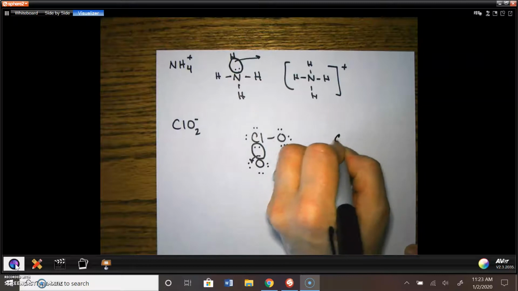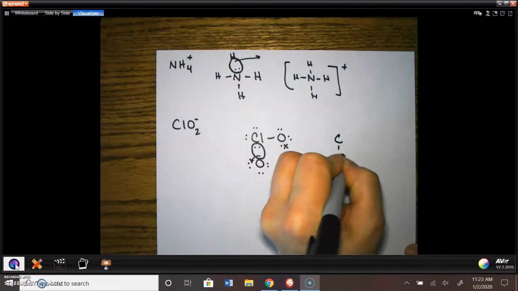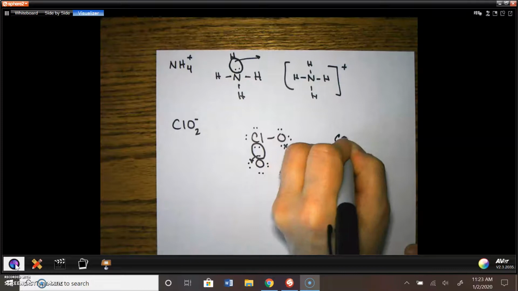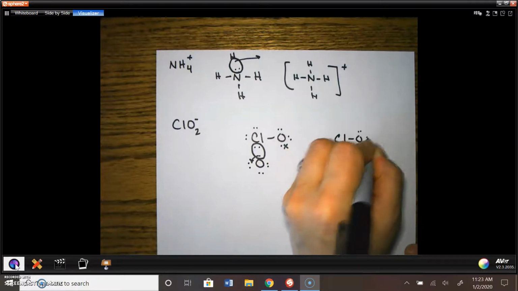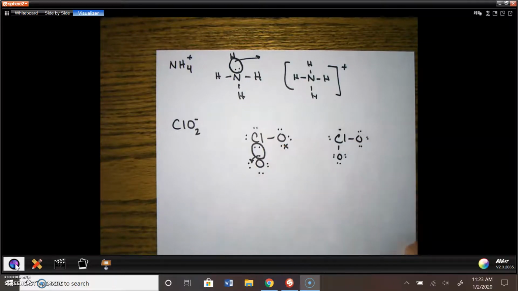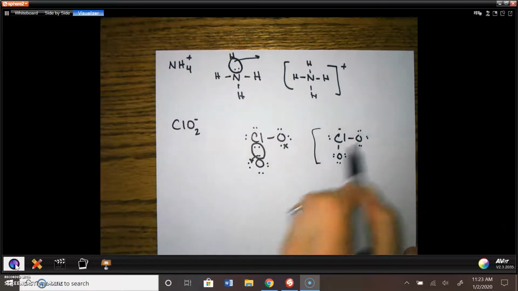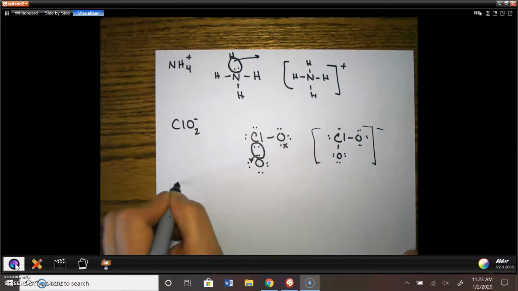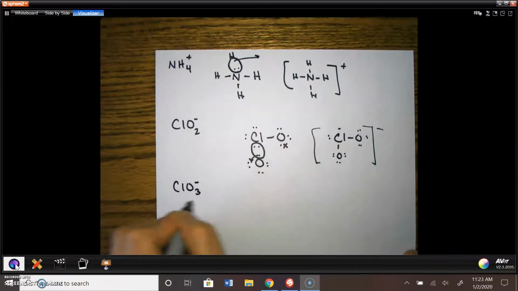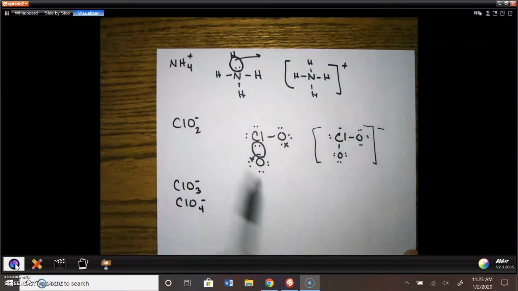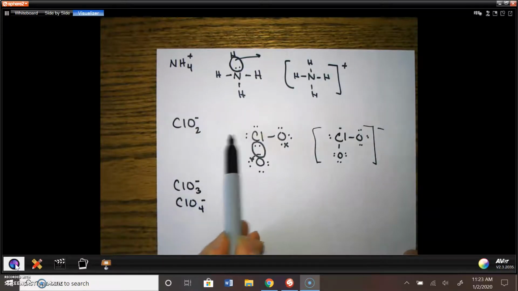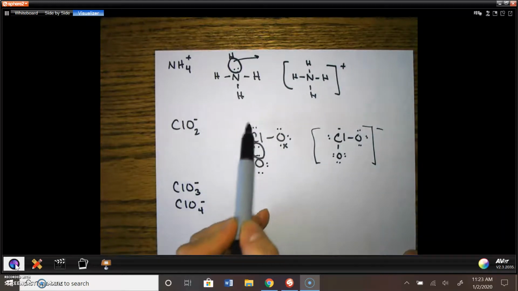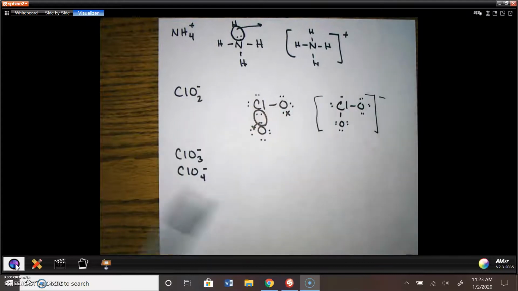So again, to draw it, you would make it look something like that, and then give it the minus. The same is going to hold true for these guys. You're going to have chlorine as your central atom. The 3rd oxygen is going to coordinate covalent bond, the 4th oxygen is going to coordinate covalent bond. All of these are going to be very similar.